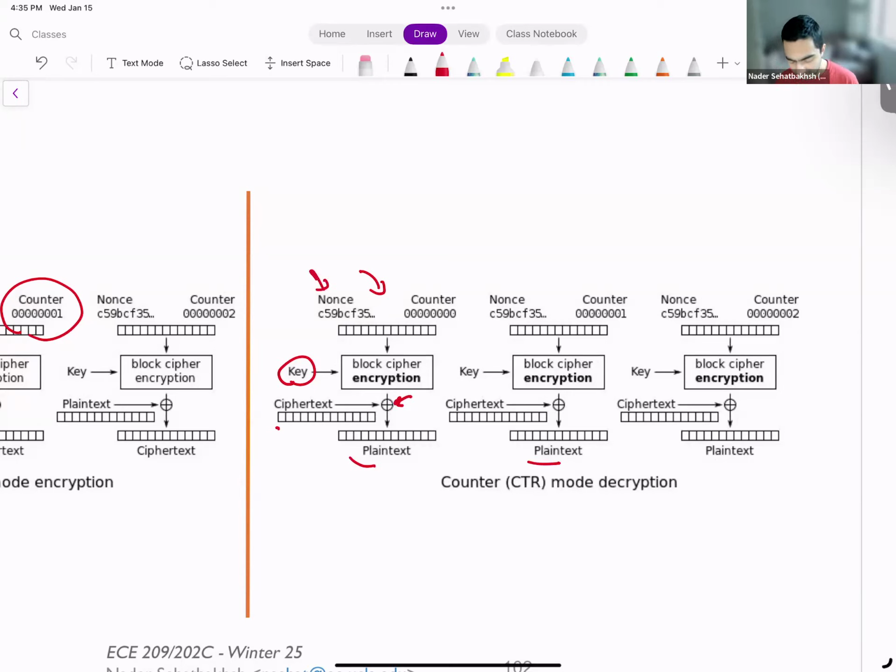Why is this secure? Because even if the adversary knows the nonce, they cannot encrypt the message, because in order to encrypt the message, they have to have access to the key. They don't have access to the key. They cannot take the nonce and predict what this P is. If they can, they broke the encryption system, which is not possible. So that's why the system is secure. Any questions here?